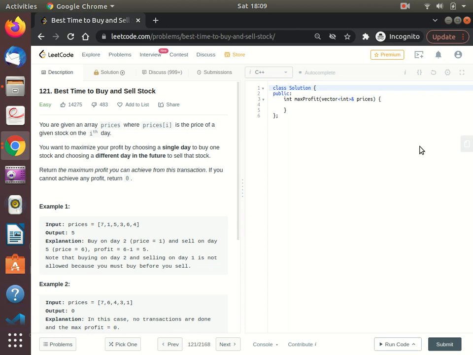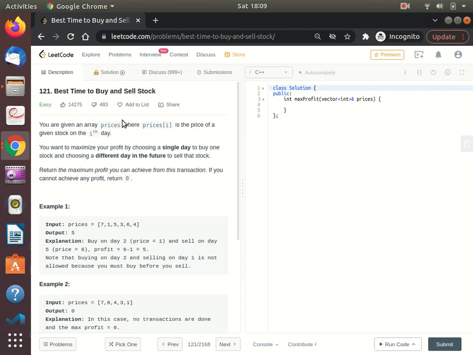Today, we'll be looking at the 121st question, best time to buy and sell stock. This is an easy question, often tested in various interviews such as Amazon and Google. So, let's look at the solution and let's look at the shortest and cleanest way to write code for this question. So, best time to buy and sell stock, the 121st question.